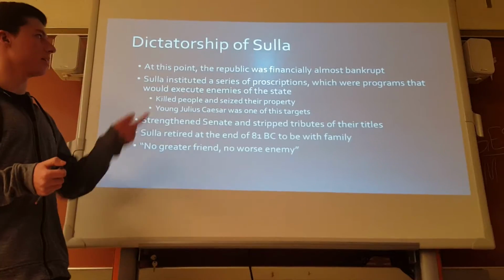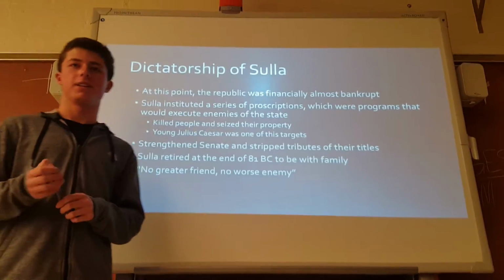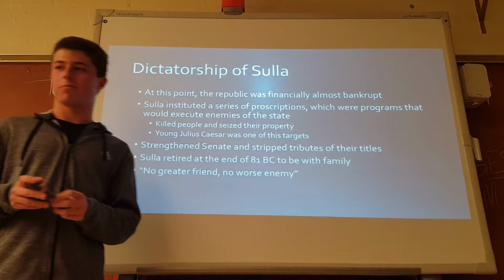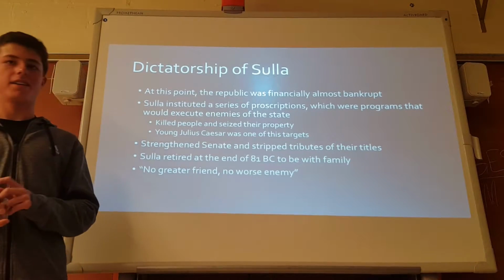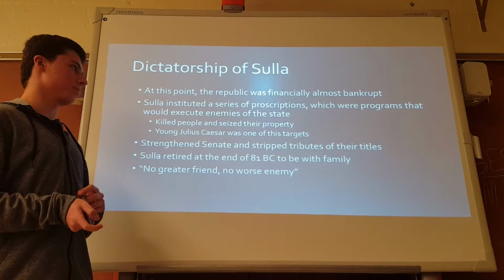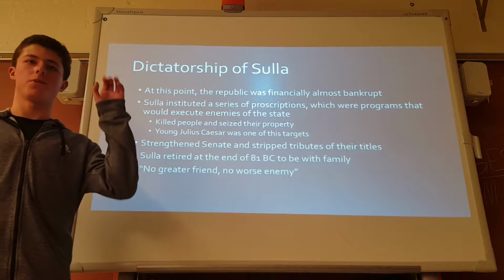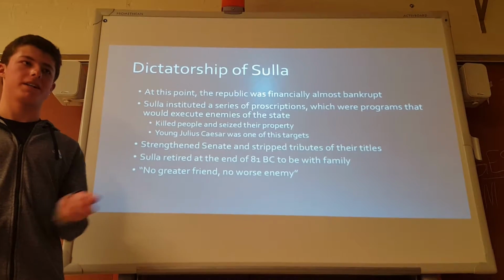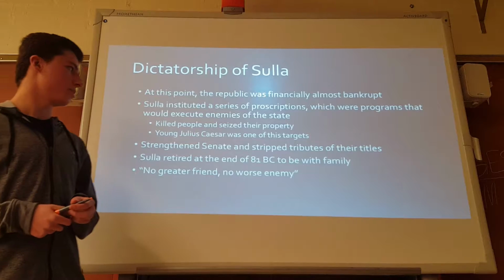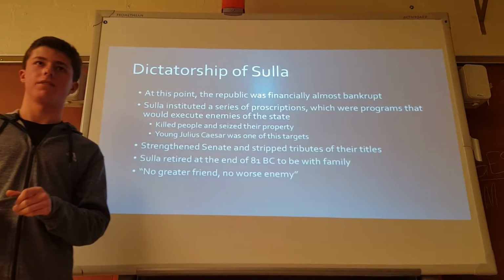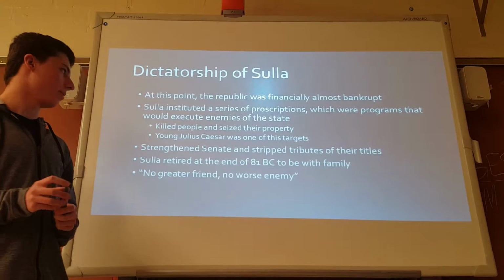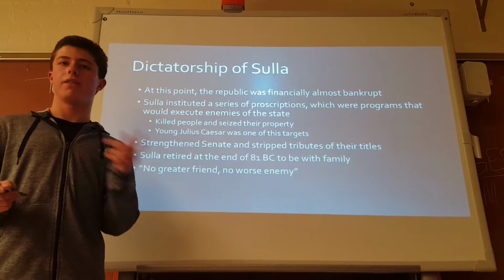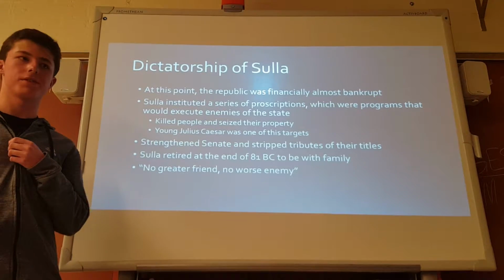So at this point, when Sulla assumed the dictatorship, the republic was basically bankrupt. So, using something like pre-Machiavellianism, Sulla just issued a series of proscriptions that would execute so-called enemies of the state, who were really just rich people. So he'd kill them and seize their property, and then use the funds to pay off the debts, which worked out great for the state, but definitely not for his reputation. Julius Caesar was one of his targets, but he fled Rome, and his relatives hid him, which was illegal.